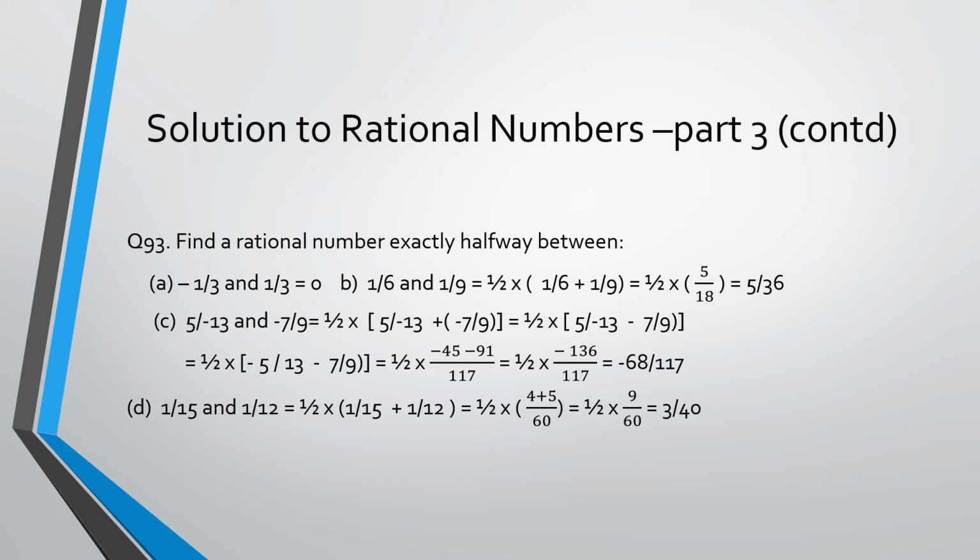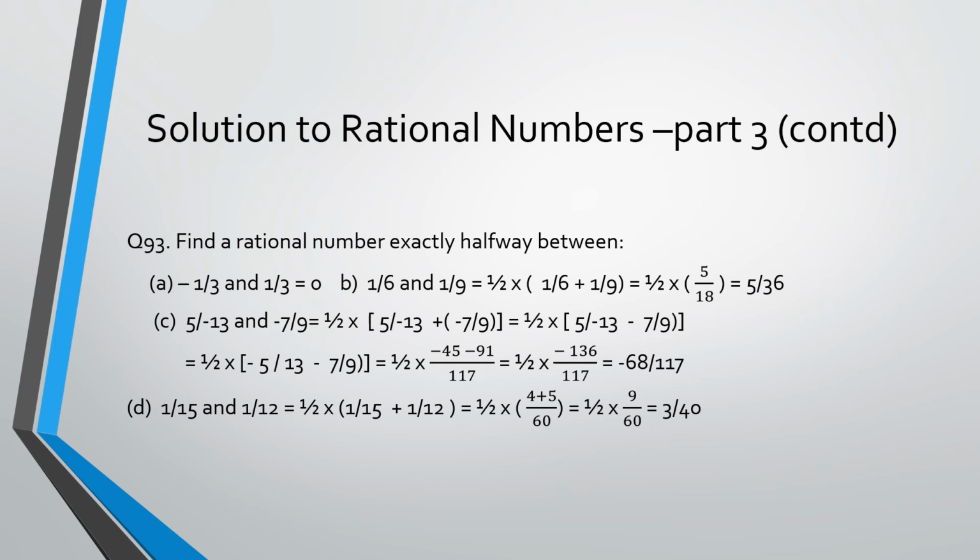Now part A, it's minus 1/3 and 1/3. Now I've not shown the working here because if you notice in these numbers, the numbers are same but with opposite sign. So the distance from 0 to the positive number is the same as the distance between 0 and the negative number. So that means 0 is the number halfway between them. So directly I have written 0.